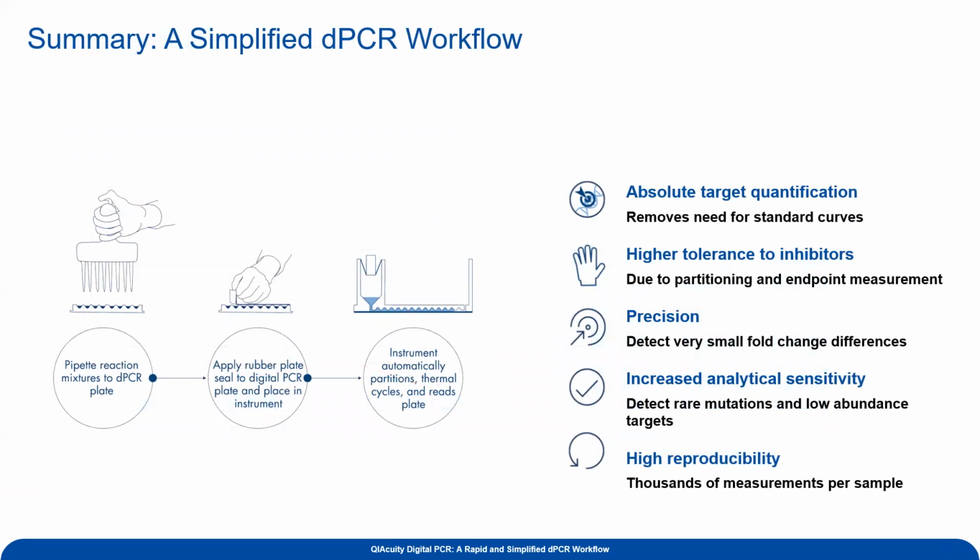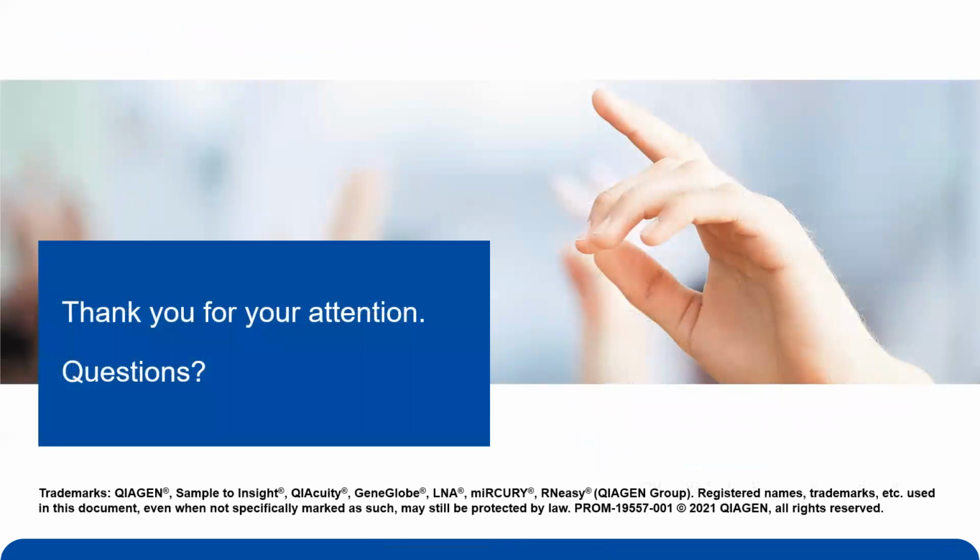All right, so in summary for today, just like I said, the QIAcuity system presents a simplified and rapid approach for digital PCR applications, and it provides benefits like absolute target quantification, high tolerance to inhibitors, 10% precision, increased analytical sensitivity, and high reproducibility. With that, I would like to thank you very much for your attention and take any questions that you have.